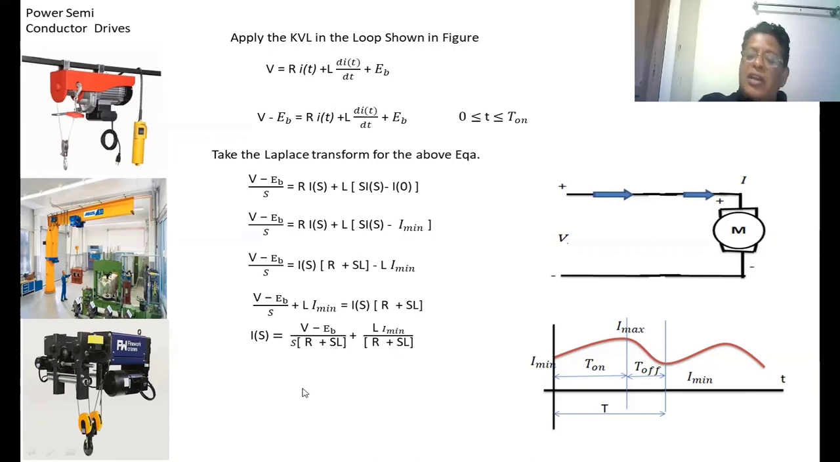In the denominator take the common L. So this equation will be rearranged in this manner. Here, whenever you have taken L common, this denominator and numerator will get cancelled. The numerator will become I minimum.